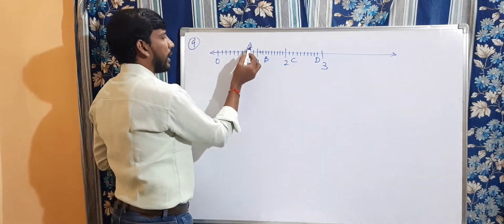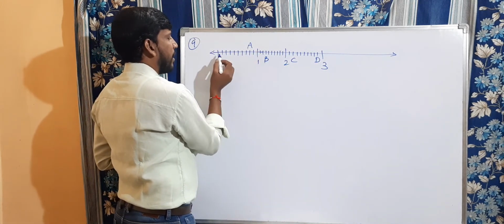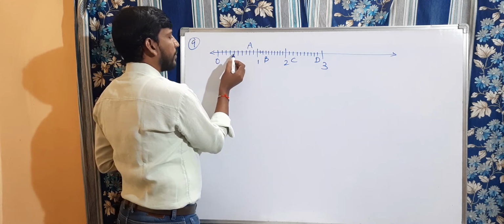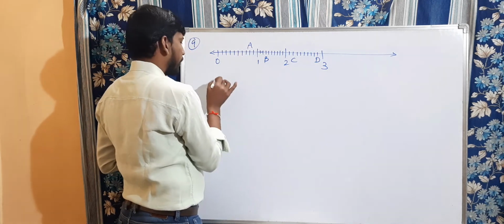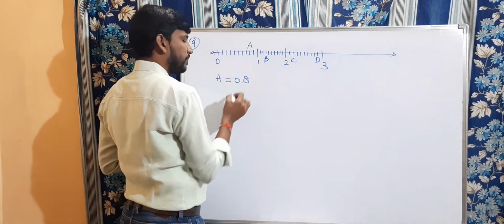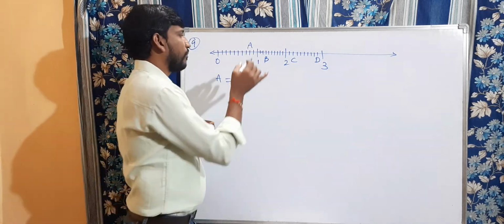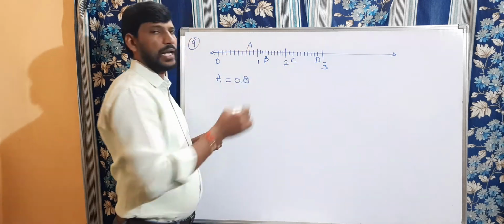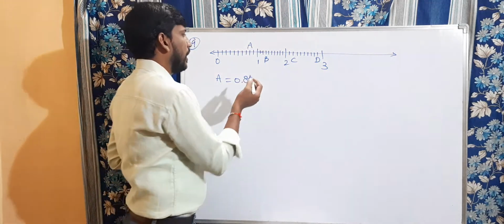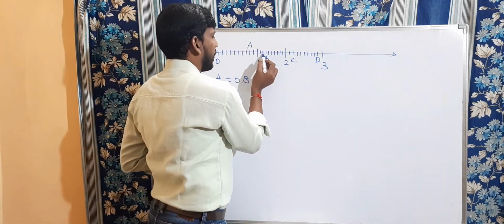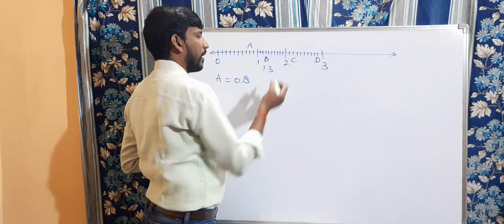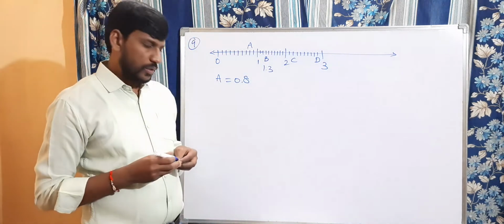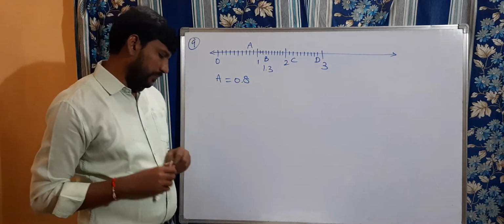So now see here, this number is A. Now 0.1, 0.2, 0.3, 0.4, 0.5, 0.6, 0.7, 0.8. So A is equal to 0.8. Like that you need to find out the B value, C value and D value. Clear? Just count here: this is 1.1, 1.2, 1.3. B is 1.3. Like that you can find out C and D also. Clear?